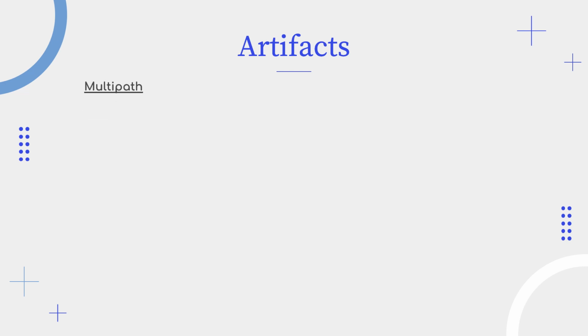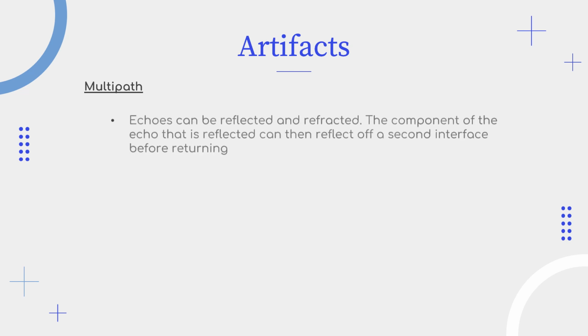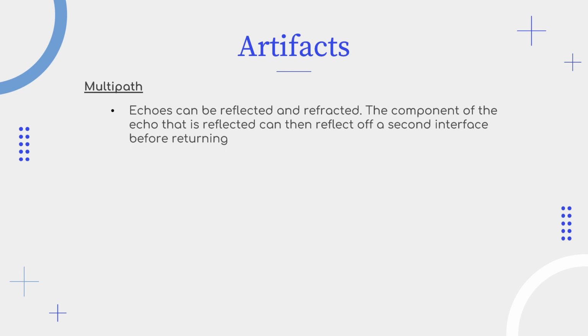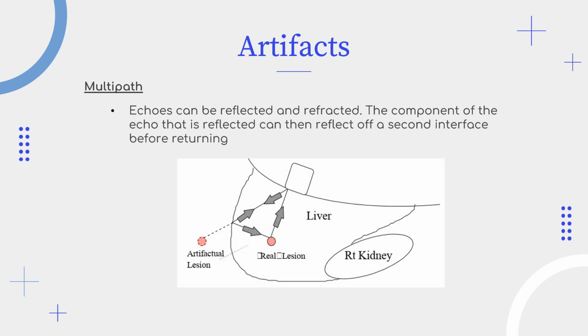Multipath. The placement of echoes in the display is based on the assumption that they return directly to the transducer after reflection, but this is not always the case. Echoes can be reflected and refracted. The component of the echo that is reflected can then reflect off a second interface before returning. This results in additional path length and time. The second echo is therefore displayed deeper than the first, along the same line of sight.